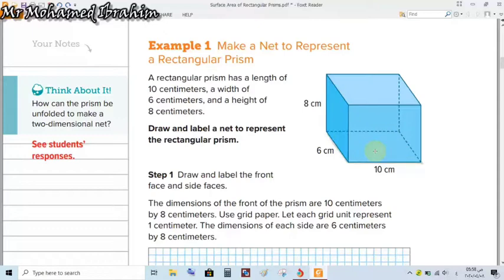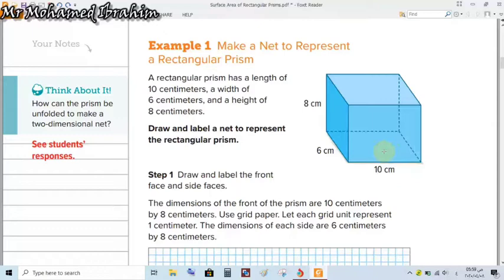Each face is a rectangle. Opposite faces are equal, so we have 3 pairs of equal rectangles. How do we find the area of one face? Now we want to find the surface area of the rectangular prism, to find the area of all faces.